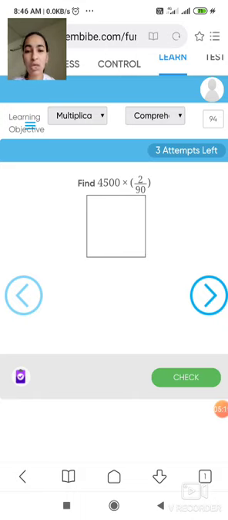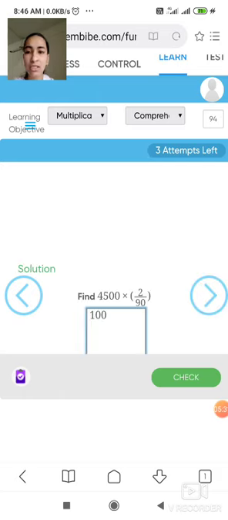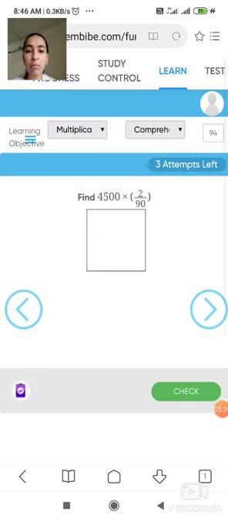Okay students, now the next example is 4500 multiplied by 2 upon 90. You can see 0 can be cancelled, and in the table of 9, 45 is there. 9 ones are 9, 9 fives are 45. So 50 will be there. 50 multiplied by 2 is 100. What will be the answer? Yes, it is 100. Like this you have to take the multiplication of a whole number by a fraction.